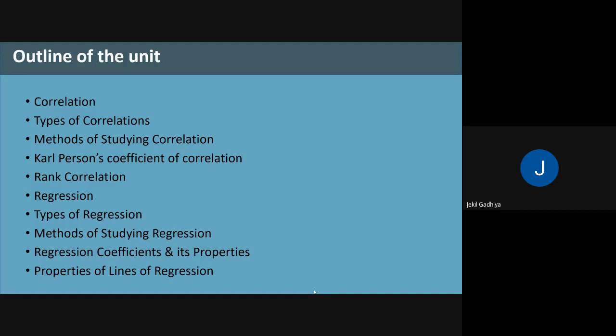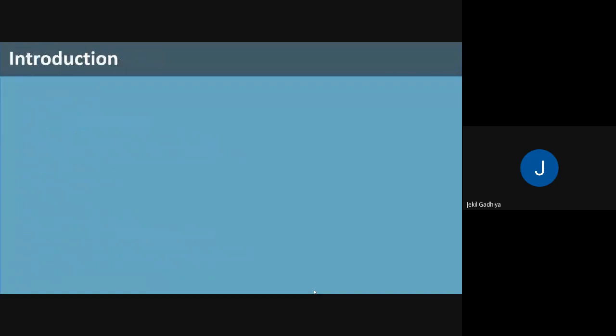Okay, so here you can see that the two major parts of this unit are correlation and regression. Okay, so what are correlation and regression? It is nothing but a method of representation of the relation between two variables. So let me see what that is.